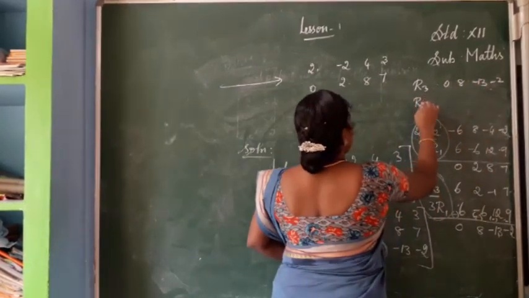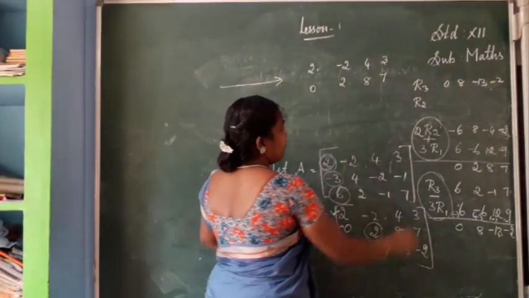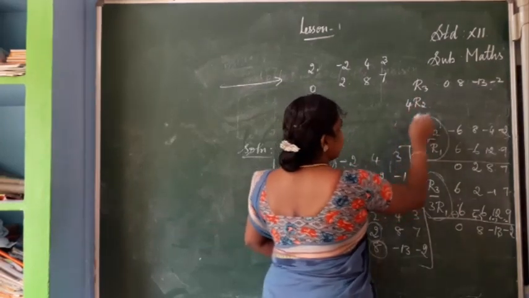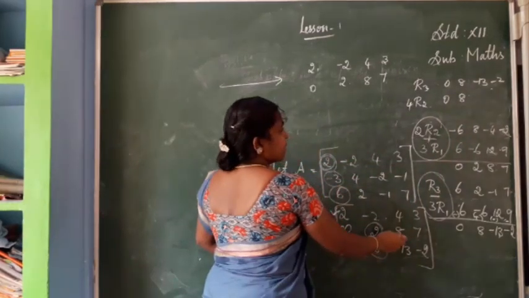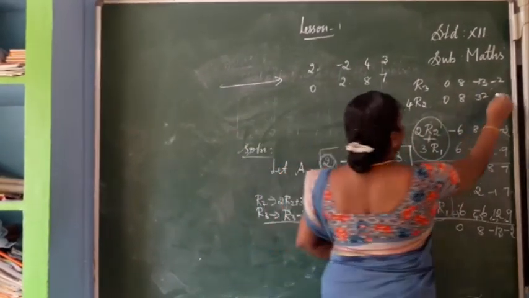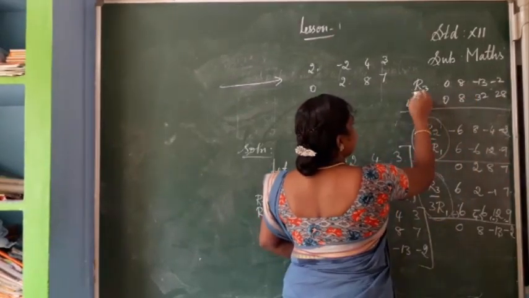Then R2 we have to multiply by, there 2 is there. So when you are multiplying by 4, 2 becomes 8. So 4R2. So 0, 4 2s are 8, next 4 8s are 32, next 4 7s are 28. Okay, now both are same, so subtract.